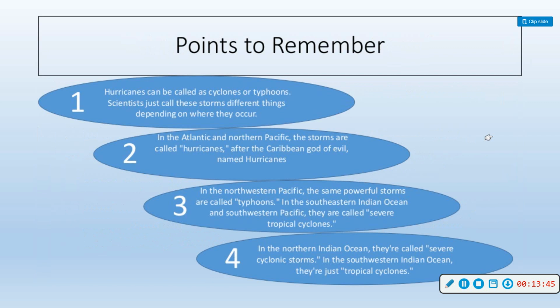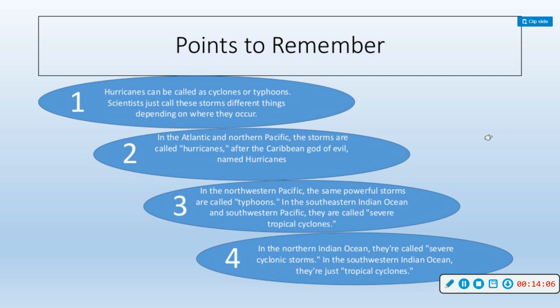Points to remember. Hurricanes can be called cyclones or typhoons depending on where they are in the ocean. In the Atlantic and Northern Pacific, the storms are called hurricanes, after the Caribbean god of evil, named Hurricane.